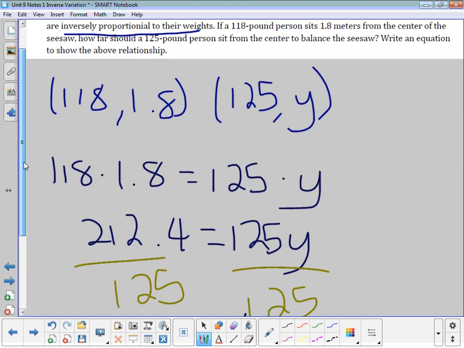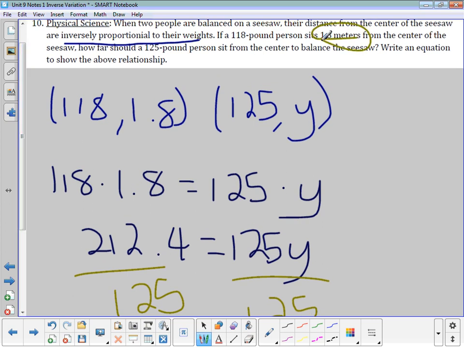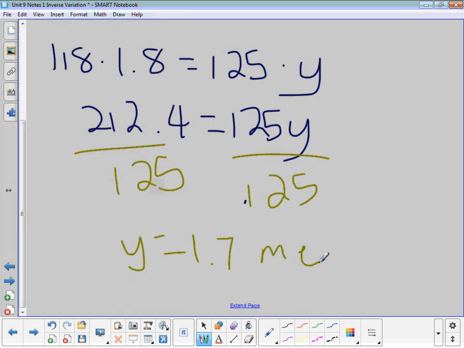Last but not least, I need to figure out what my label is going to be. And it's meters, because that's how far from the center they are. So I want to make sure I label that meters.